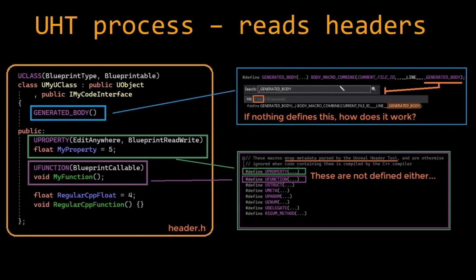So if we follow generated body, we see it's defined here as this macro combine current file ID, line number, and this generated body thing. But if you start searching for these, you just don't find them. And then the same thing for UPROPERTY and UFUNCTION. If you go to the definition of UPROPERTY or UFUNCTION, you'll find that they're not really defined. But you will find this text above it saying parsed by Unreal Header Tool.